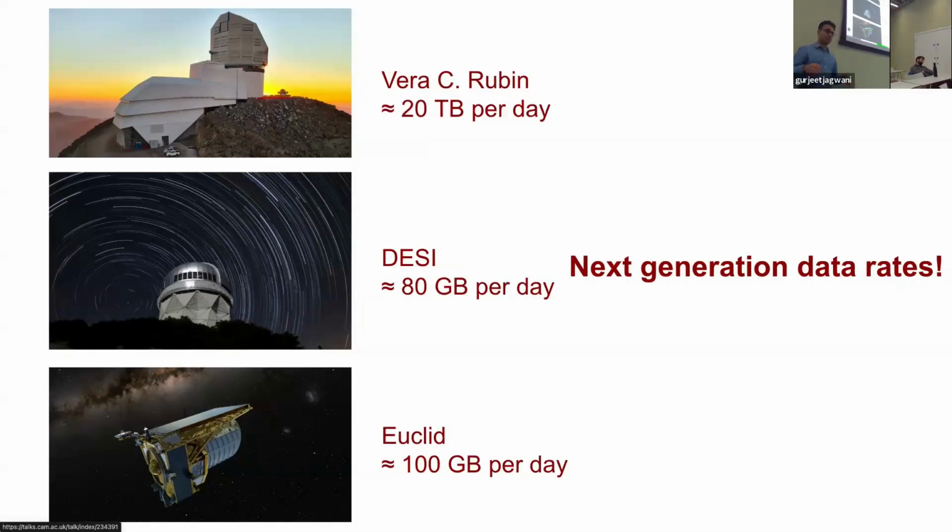And with these next generation telescopes, we have next generation data rates. Rubin is expected to observe almost 20 terabytes per day. So that's a lot of data that you need to compute and make sense of. DESI observes about 80 gigabytes, Euclid does 100 gigabytes. So this, as you can see already, pairs well with machine learning and those sorts of algorithms.